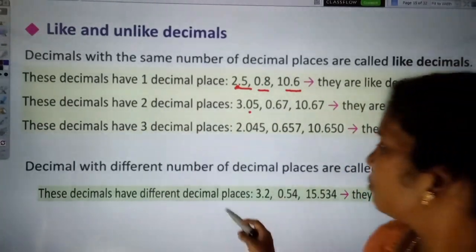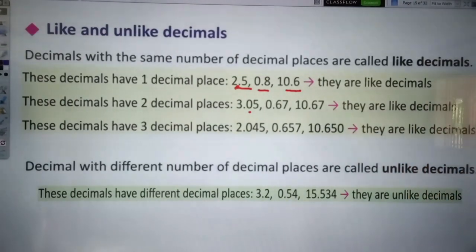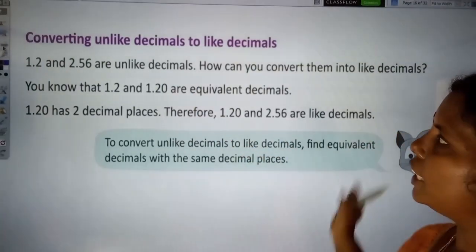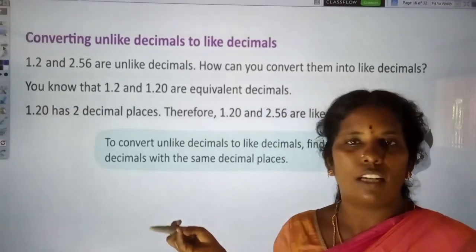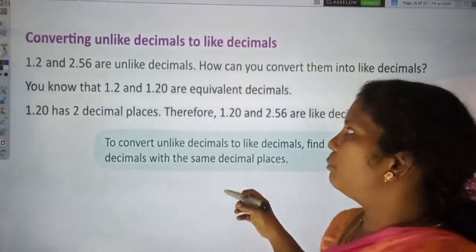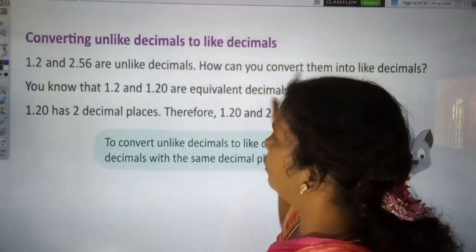Unlike decimals means, see after the decimal point only one number here, here 2 numbers, here 3 numbers, like that. They have different decimal places, so they are called unlike decimals. Same decimal places means they are called like decimals. Is it clear? What is a like decimal? What is an unlike decimal? Now we are going to convert unlike decimals to like decimals. Only then can we do ascending order, descending order, comparing. All these things can be done in decimals only by converting unlike decimals to like decimals.